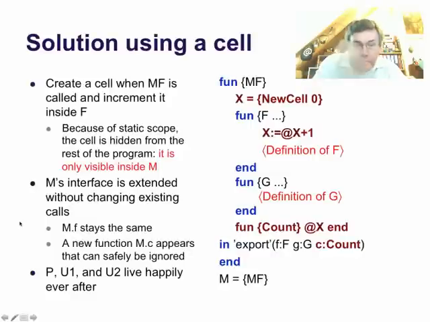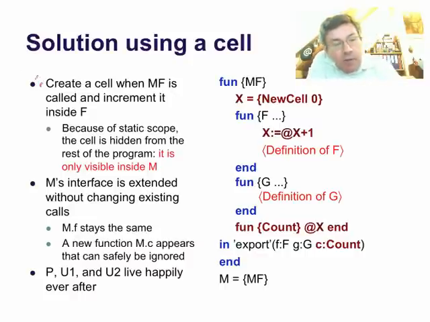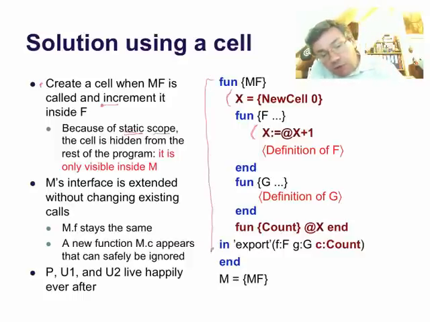Well, cells to the rescue. The solution uses a cell. What we do is we create a cell when we instantiate the module, and we increment the cell inside f. Here x is created, and here x is incremented inside of f. And because of static scope, the cell x is hidden from the rest of the program. It's only visible inside the module.